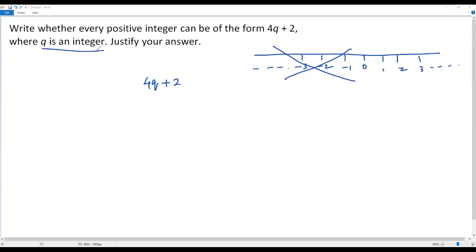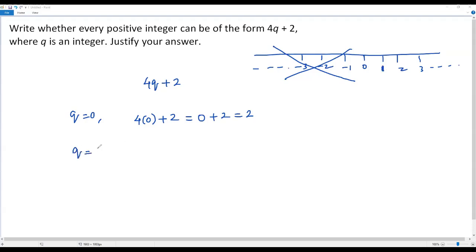But the question says q is an integer. That's why I considered the negative integer values for q. Now let's consider 0 for q. When I plug in q equals 0, what is the value of this 4q + 2? That is 4 times 0 + 2, equals 0 + 2, equals 2. When I plug in q equals 0, I am getting a positive integer value for this 4q + 2, that is 2. Now let's consider the next integer value of q, that is positive 1.